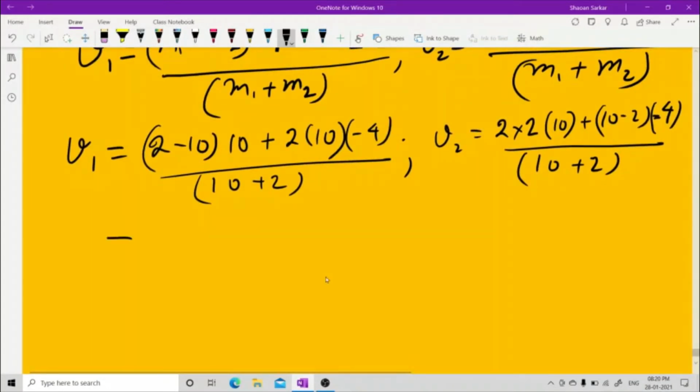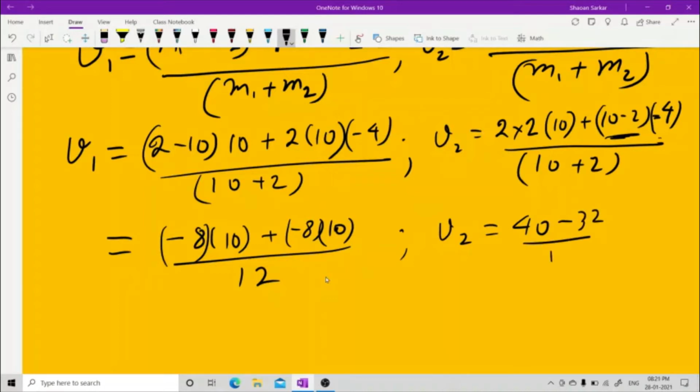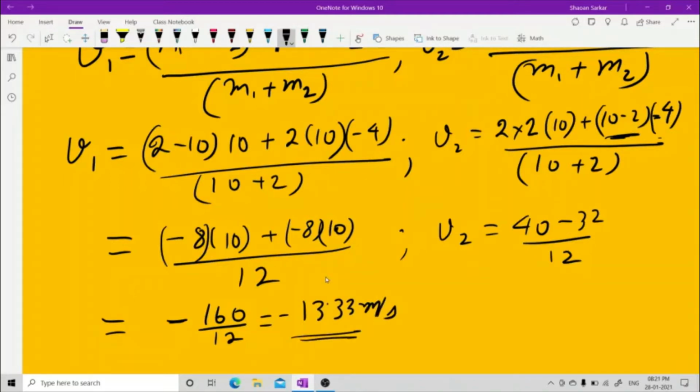So this becomes minus 8 into 10, minus 8 into 10 plus minus 8 again into 10, and we have 12. So this becomes, and this becomes 4. V2 becomes 40, and this is 8 and minus 32 by 12. So this V1 comes out to be minus of something 80, 160 by 12, and this comes out to be minus 13.33 meter per second, and that means it is going westward.